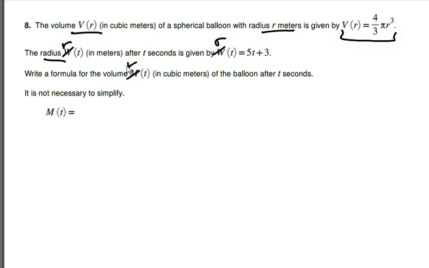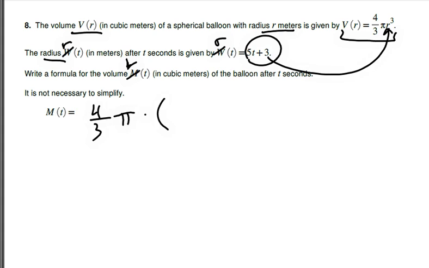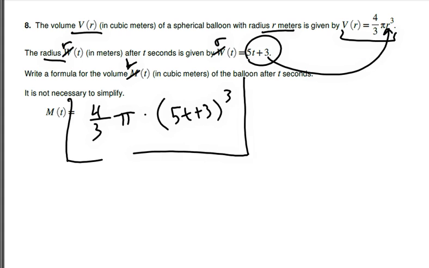in cubic meters of the balloon after t seconds. So notice this is now volume as a function of the radius. We're going to make this volume as a function of time. So I'm going to take this 5t plus 3 and substitute that in for r. So we have 4/3 pi and then 5t plus 3 cubed. Boom. That is the volume as it depends on time.